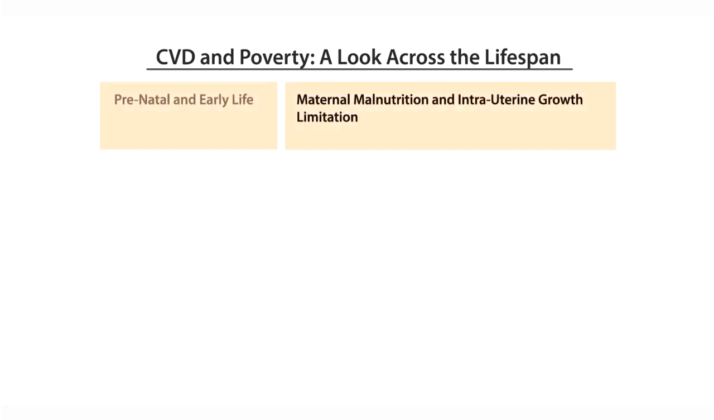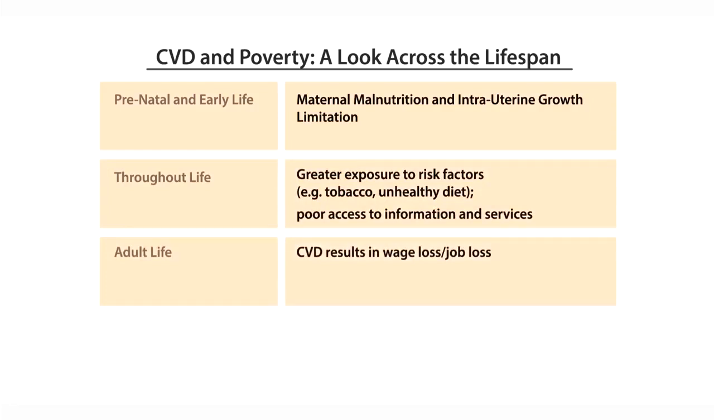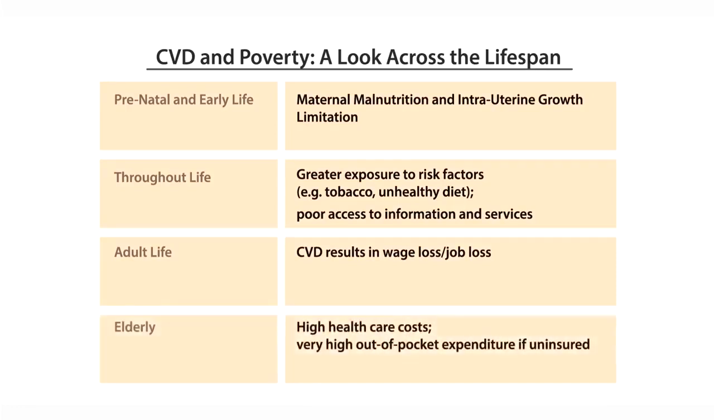We talked about the Barker hypothesis, where children born malnourished are at a greater risk of cardiovascular disease in later life, and then as they grow up, poor people consume more tobacco, they are forced to consume unhealthy diets, they have poor access to information and services, and in adult life, because they cannot access health services, onset of cardiovascular disease deprives them of appropriate health care, wage loss, job loss, or even death, which affects their families. And in the elderly, if they're uninsured, the high health care costs will mean huge out-of-pocket expenditure. We therefore need to act upon risk factors at various levels.